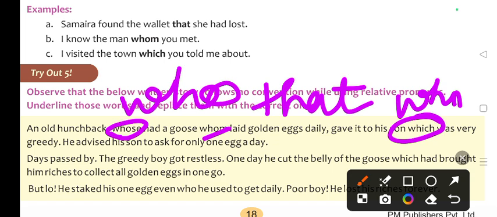Then we'll write here that had brought him riches to collect all golden eggs in one go.